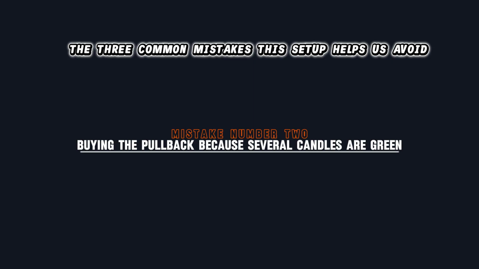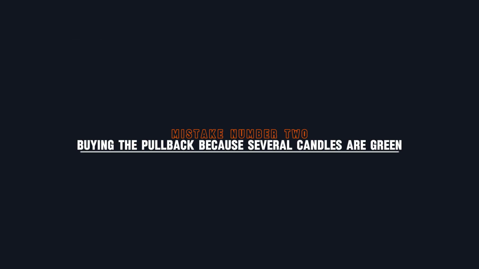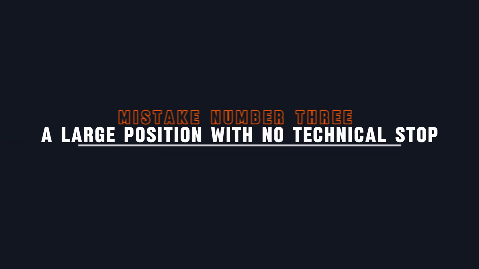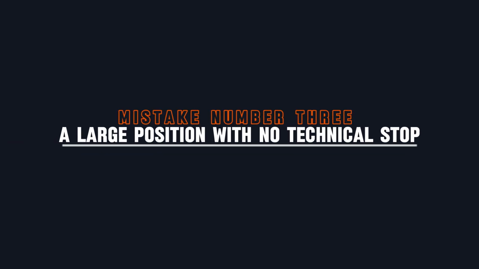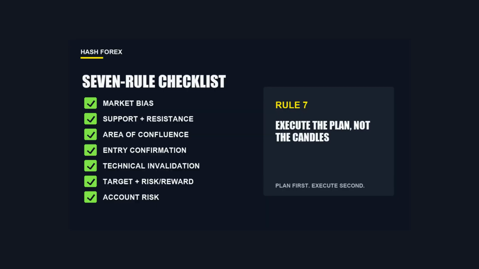Mistake number 2 is buying the pullback because several candles are green. Candle color does not override bearish structure. Mistake number 3 is using a large position with no technical stop. Leverage can amplify gains, but it can also destroy an account quickly when risk is not controlled.